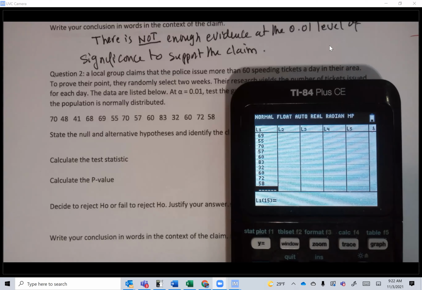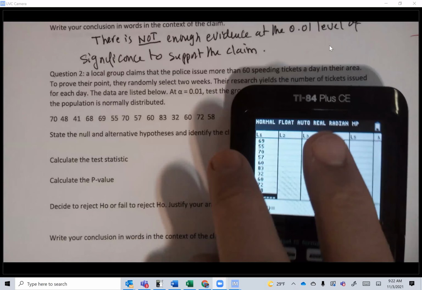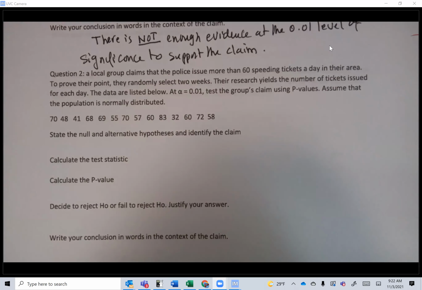All right, let's read the question now. A local group claims that the police issue more than 60 speeding tickets a day in their area. To prove their point, they randomly select 2 weeks. Their research yields the number of tickets issued for each day. The data are listed below. At alpha equals 1%, test the group claim, use the p-value. Assume that the population is normally distributed.